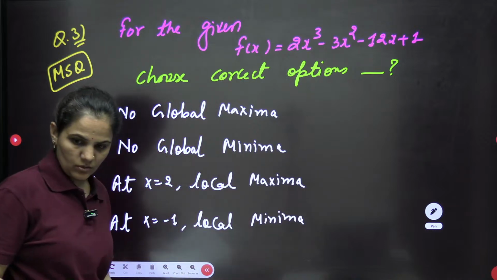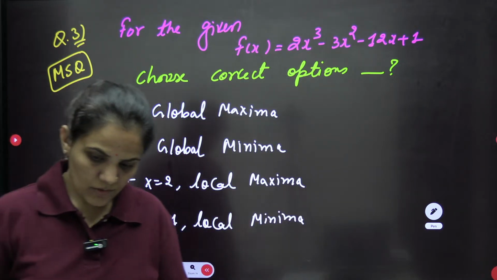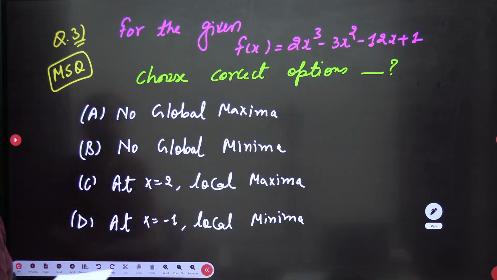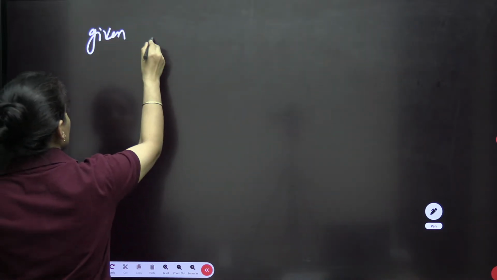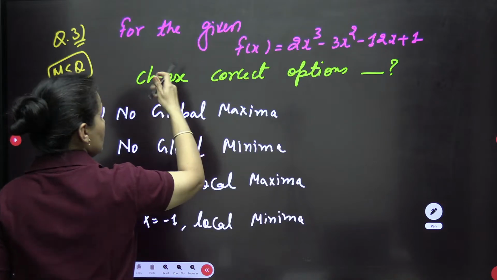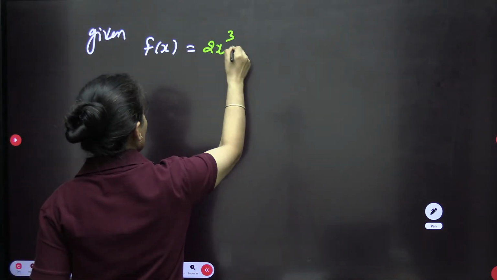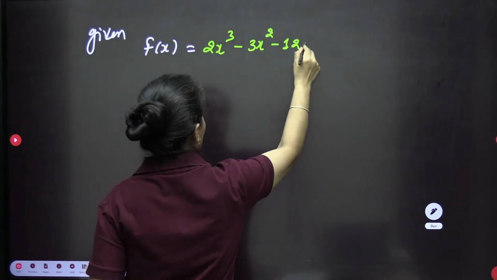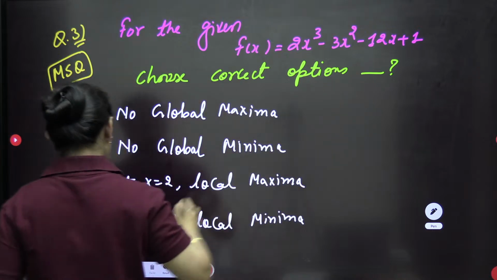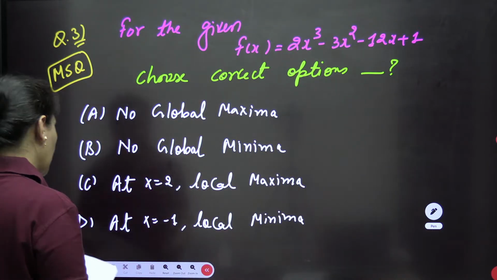Let's see how we can go for the solution. So very easily we can find out the solution. First of all, let's write down the given function, which we are having: f(x) equals 2x cube minus 3x square minus 12x plus 1. Is it 1 only? Yes, okay, 1.